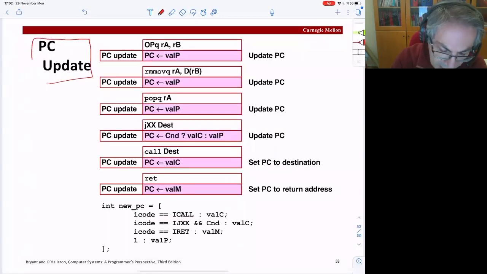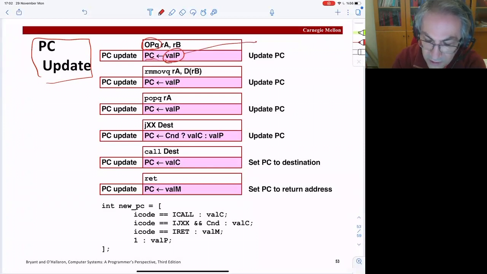So again, we look at the PC update stage. For example, if it's an arithmetic logic instruction, then we update PC with valP. Remember what valP was: it's the address of the next instruction in the flow. If it's just a memory move, again it's valP. If it's a pop, again it's valP. If it's a conditional jump, then PC depends on the condition. If the condition is satisfied, then you jump to valC. This is your target. Else, you basically fall through and move to the next instruction.